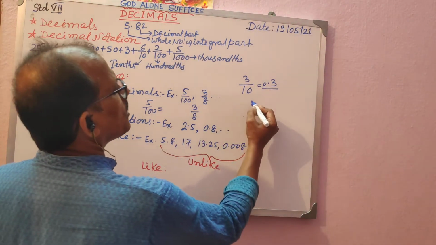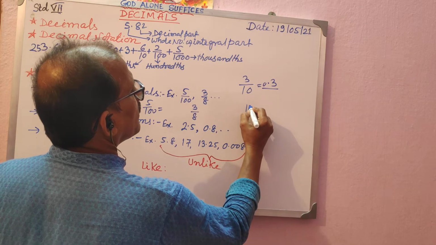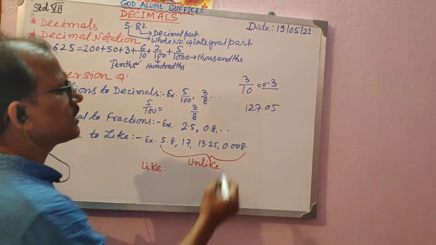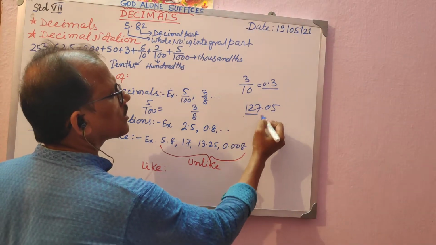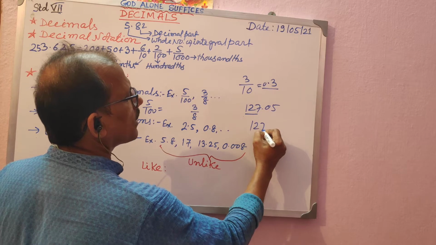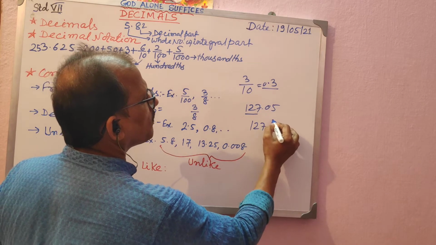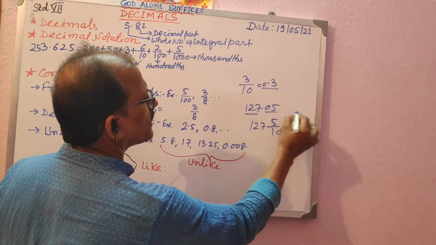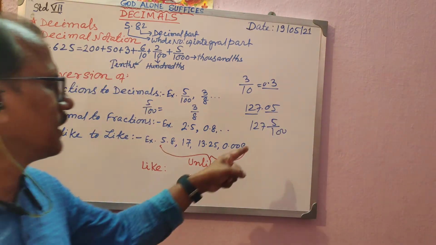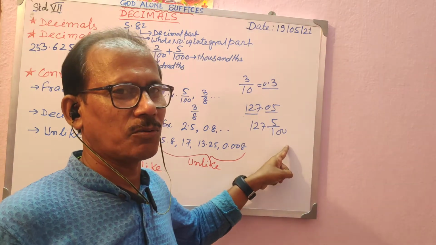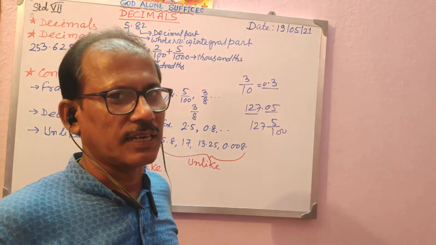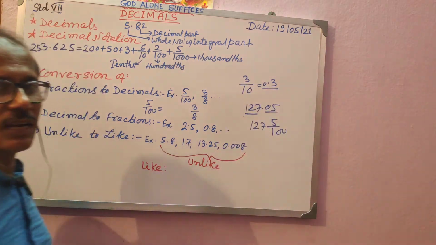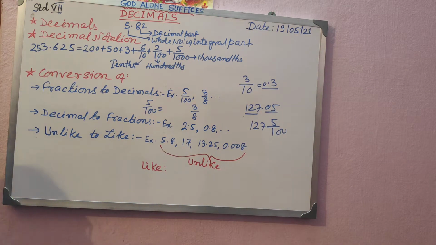Suppose you have 127.05. You can write this whole number part as 127. Now the decimal part can be written as 5 by 100. Why? Because after the point the decimal digits are 2, therefore the denominator is 10 to the power 2. Could you understand? So this is what we are going to learn in detail, which is called decimals.